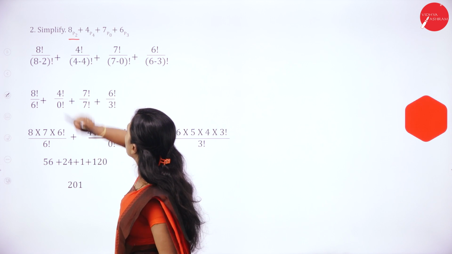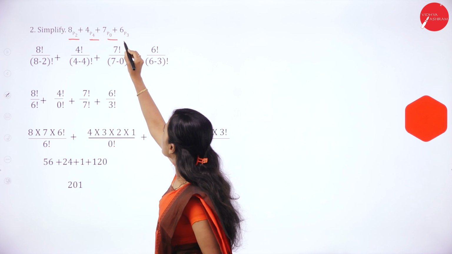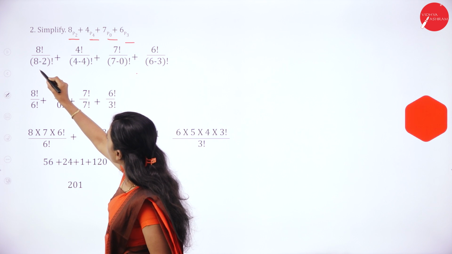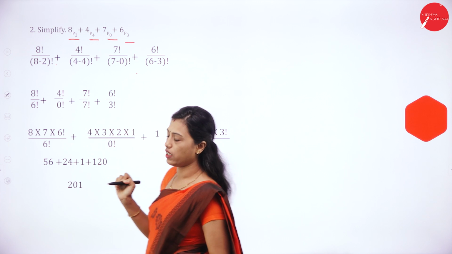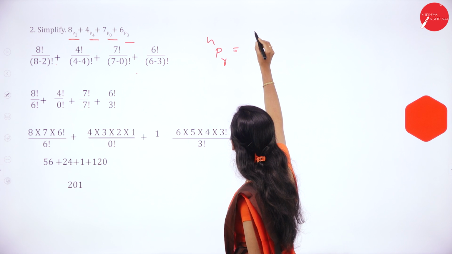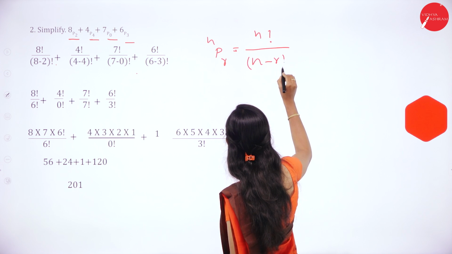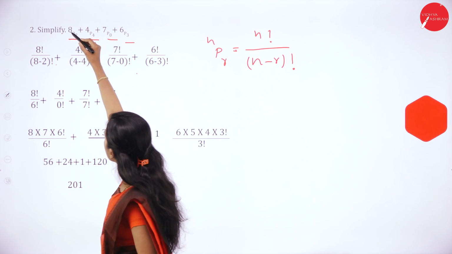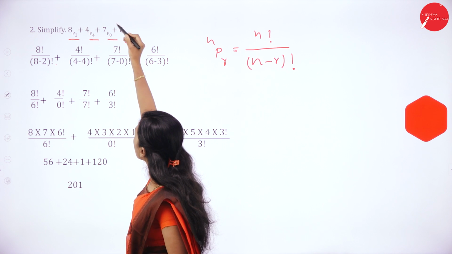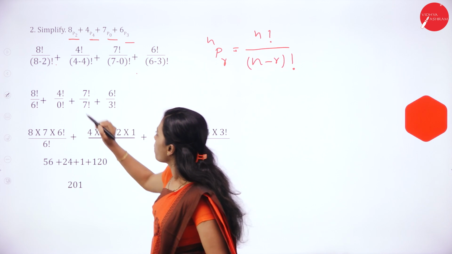Then simplify 8P2 plus 4P4 plus 7P0 plus 6P3. 8P2 means factorial 8 divided by 8 minus 2 factorial. So nPr is equal to n factorial divided by n minus r factorial. Here n is 8, r is 2. Here n is 4, r is 4. n is 7, r is 0. n is 6, r is 3.